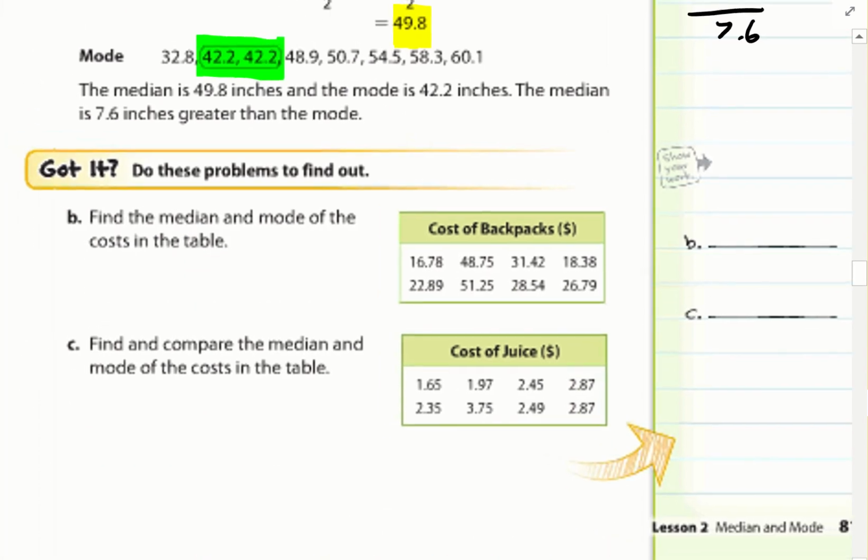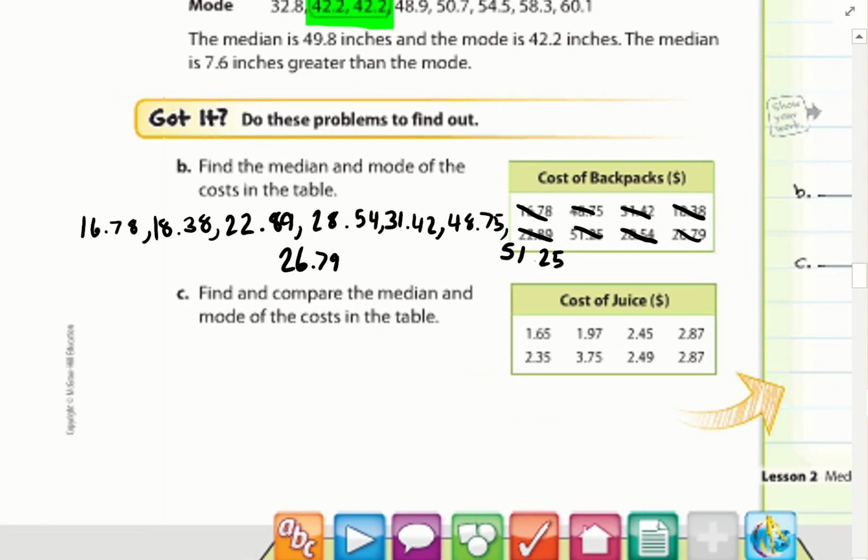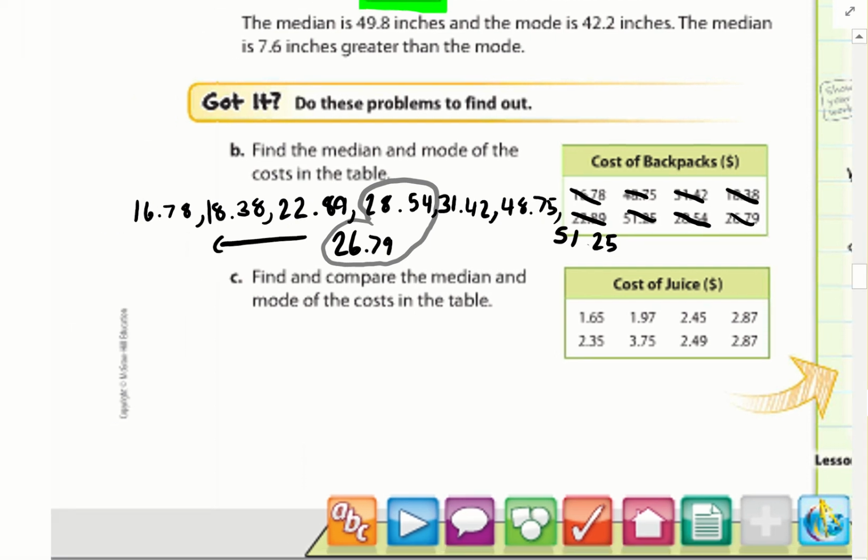So go ahead and try B and C. Just remember, go from least to greatest. So for B, I have my list of numbers, and I made a mistake. Hold on. Okay, so the bad thing about this is if you make a mistake, as I obviously have, you kind of have to work with it because these problems take a lot of time. So my two middle numbers are 26 and 79 hundredths and 28 and 54 hundredths. To find the median, I'm going to add those two numbers together and divide them by 2.